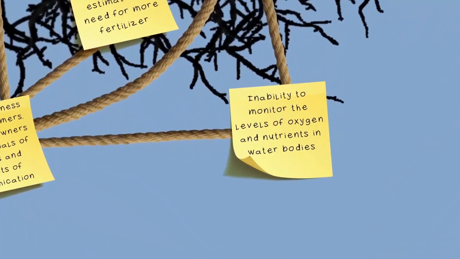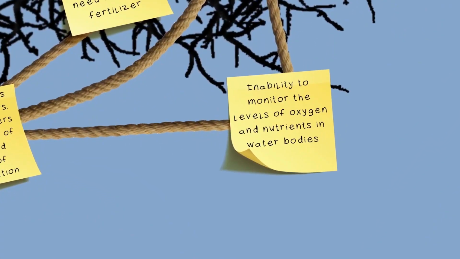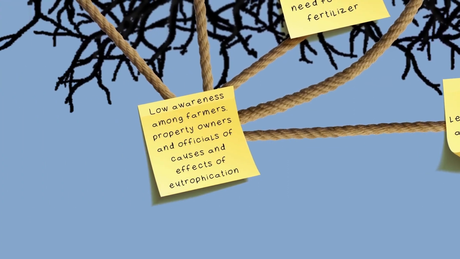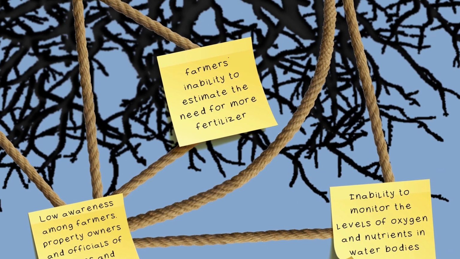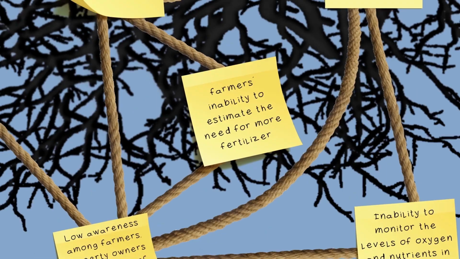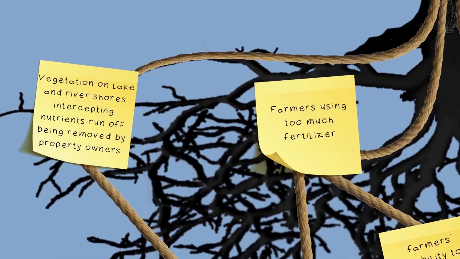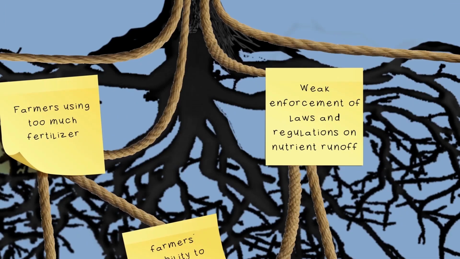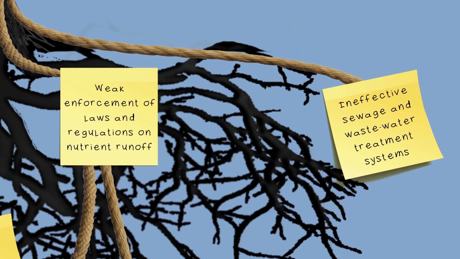Inability to monitor the levels of oxygen and nutrient pollution in water bodies. Low awareness among farmers, property owners, and officials of causes and effects of eutrophication. Farmers' inability to estimate the need for more fertilizer. Farmers using too much fertilizer. Vegetation on lake and river shores intercepting nutrients runoff being removed by property owners. Ineffective sewage and wastewater treatment systems. Weak enforcement of laws and regulations on nutrient runoff.